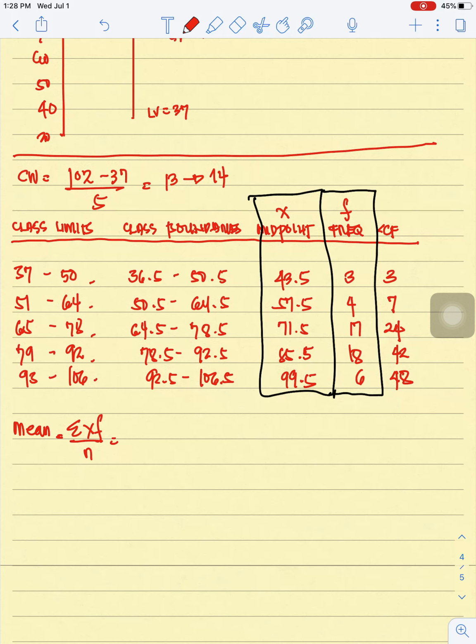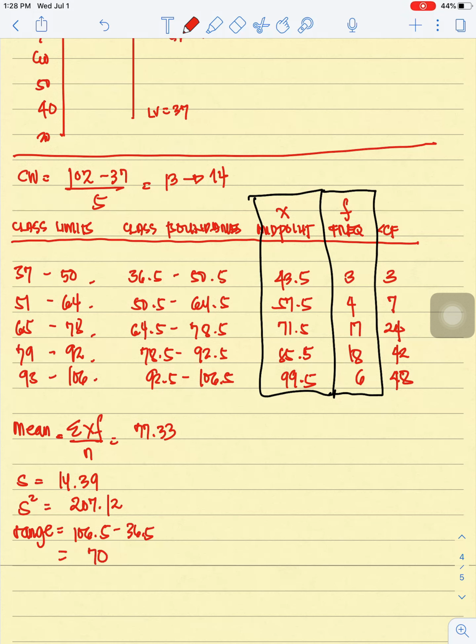So for this one, I've used the calculator technique. For the mean, we have 77.33. Then for the standard deviation, we have 14.39. Of course, square this, that gives us the variance of 207.12. So for the range, that is the highest class boundary minus the lowest class boundary, that is 106.5 minus 36.5, that gives us 70.